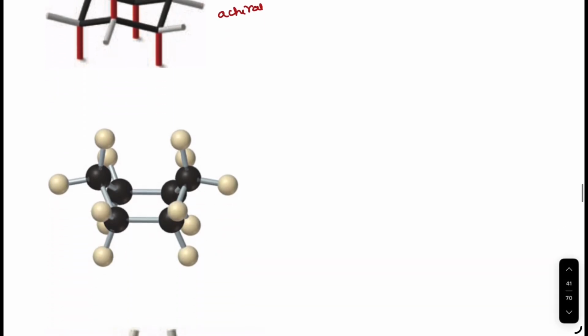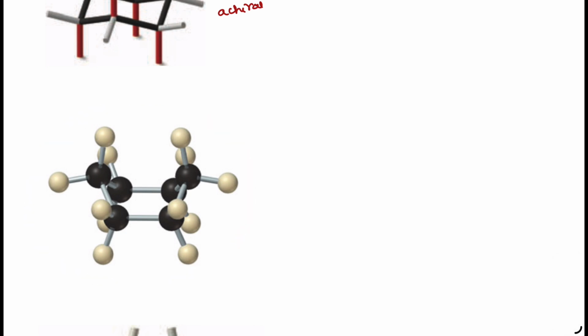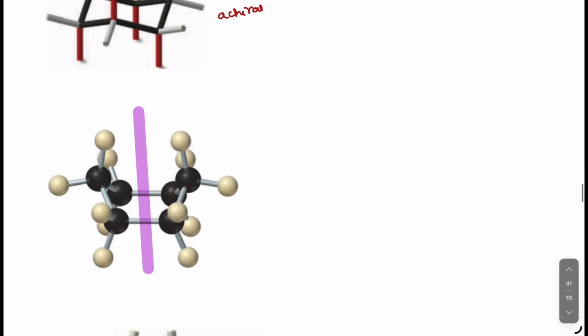Next one is the boat form. So here this is the boat form, and if you cut the molecule like this, again it has a plane of symmetry, therefore this is also achiral.